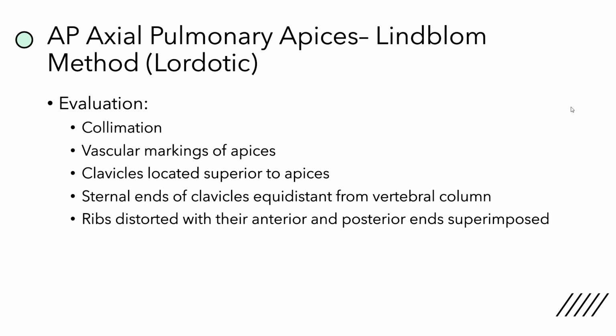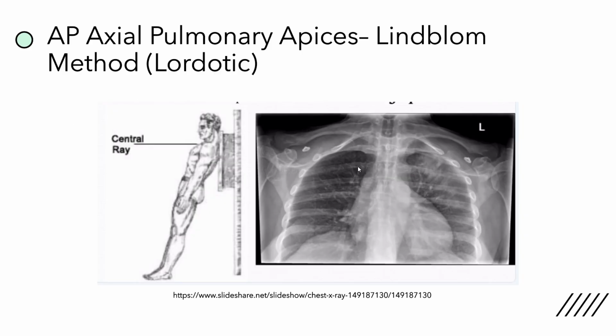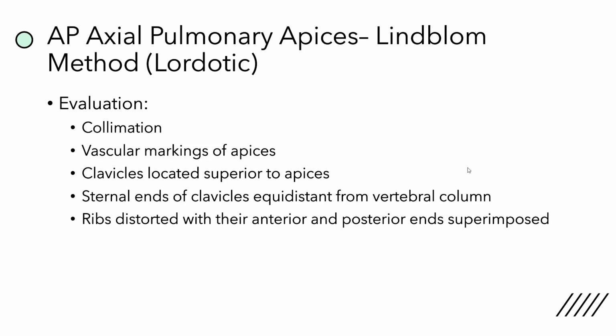So if you were to pull this for your competency, you'd want to make sure that collimation is appropriate. If we're looking at an image, we're seeing clear vascular markings. The clavicles are above the apices, out of the way. The sternal ends of the clavicles are equidistant from the vertebral column. What I mean by that is, so nice vertebral column here, each clavicle looks about the same distance from the vertebrae. If one clavicle was much further over, that would tell me that the patient is rotated, or at least leaning to one side. So if they're equidistant, then we know that they're properly facing forward.